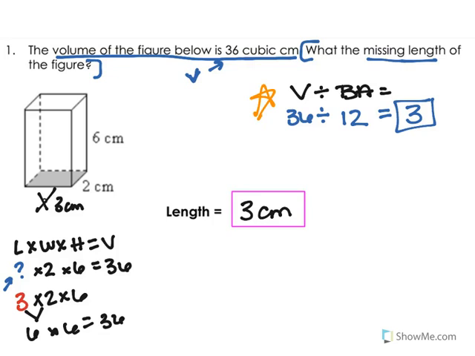So anytime we need to solve for a missing dimension, we're going to use this inverse formula. We call it the inverse because it's using the opposite operation. We use the inverse formula, volume divided by base area.